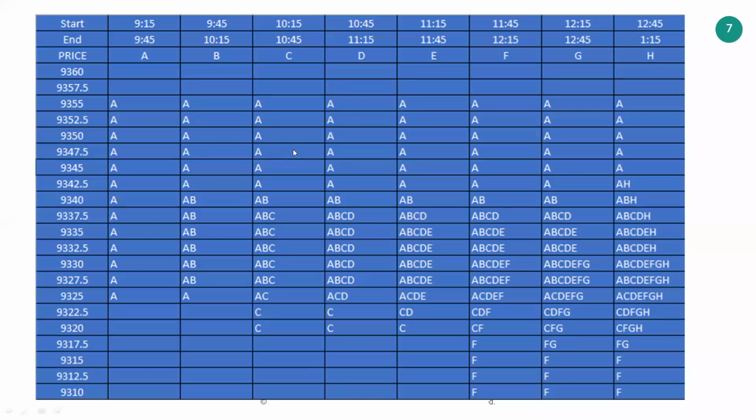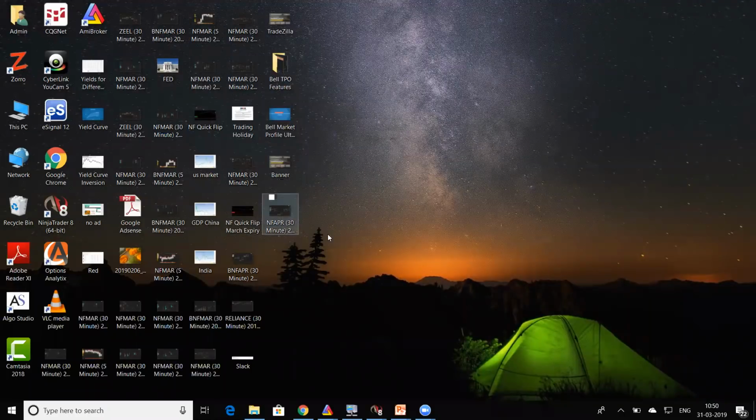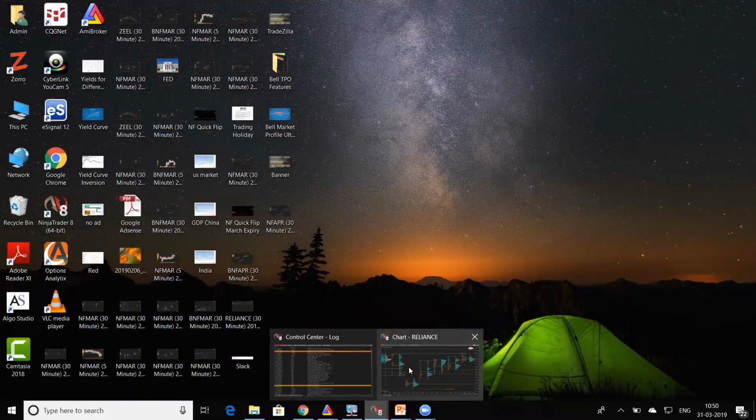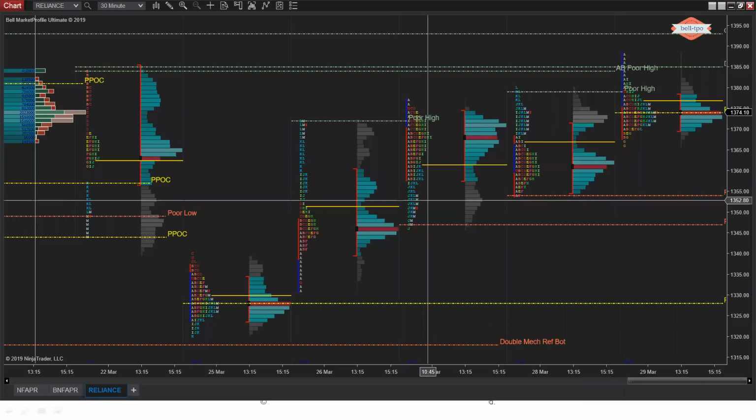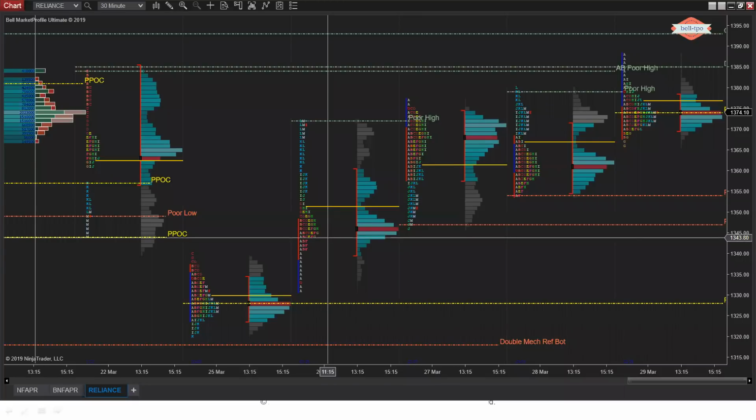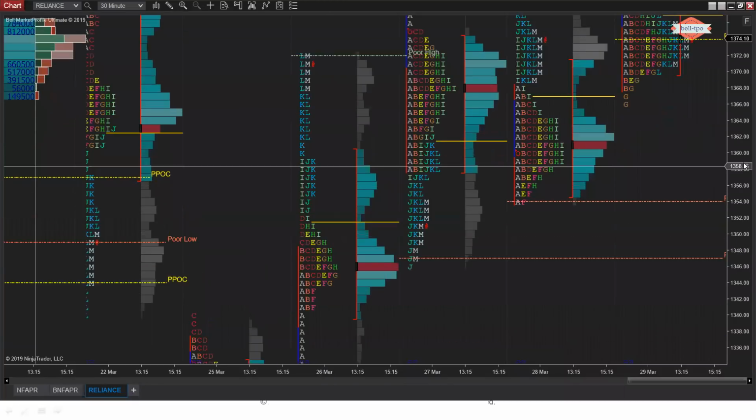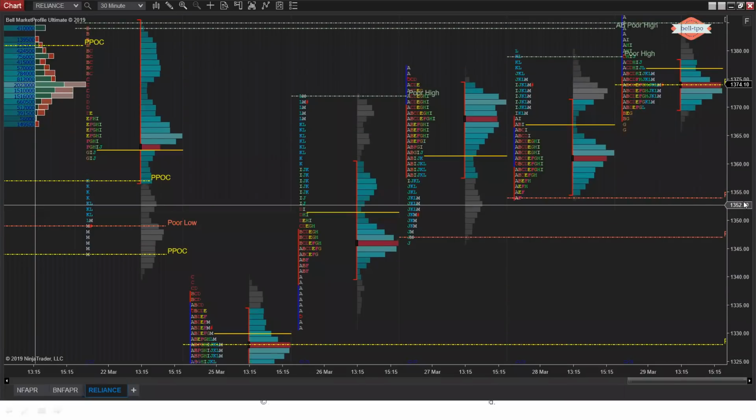So coming back to the session, in this case we just looked into how the market profile activity happens. What I want to show you is that I'm going to randomly take some days and then show you how the distribution happens in the markets. So here is the price chart of Reliance. Here you see the letters get compressed and then expand.